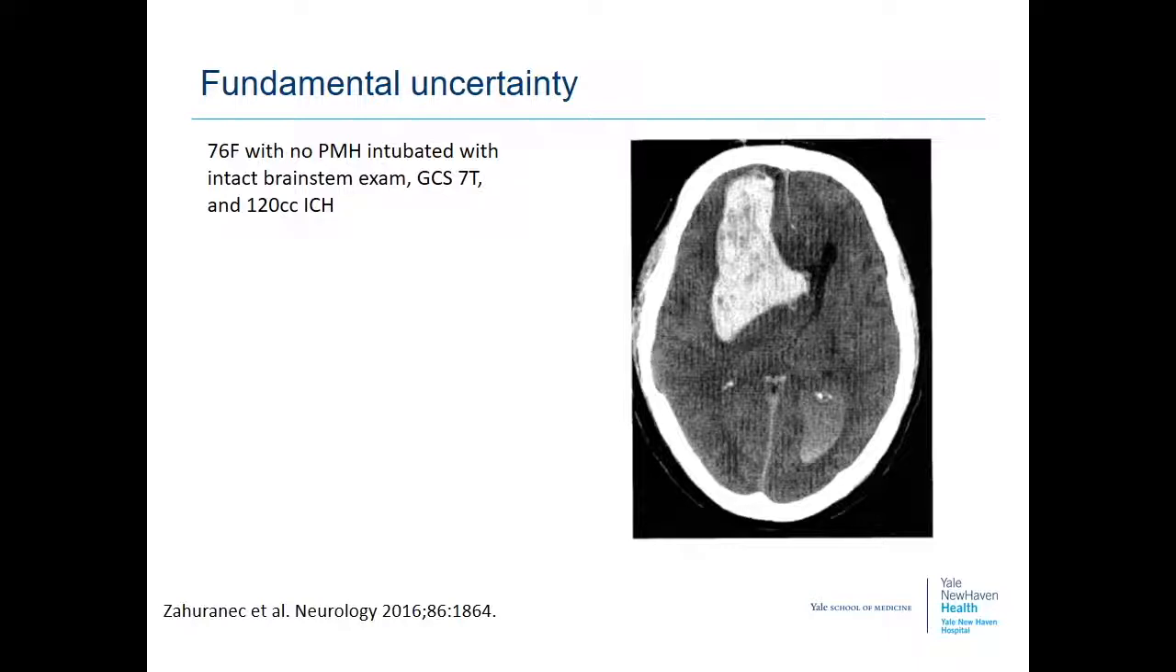For example, consider a 76-year-old woman with no past medical history who is intubated and presents to the ED with an intact brainstem exam, a Glasgow Coma Scale of 7, and a 120 cc intracerebral hemorrhage, with the screenshot of the CT that you can see here.